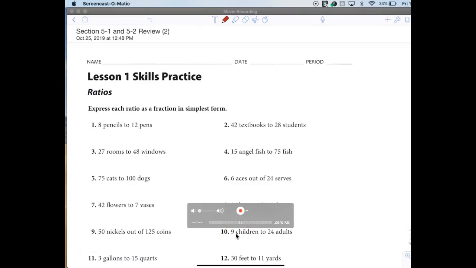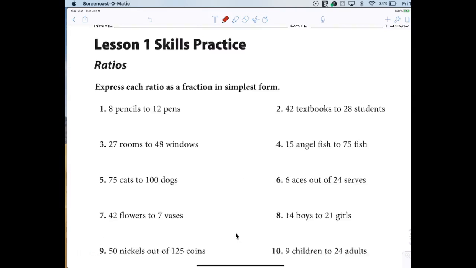All right, here we go. Let's see how you're doing. Again, it should be relatively easy.